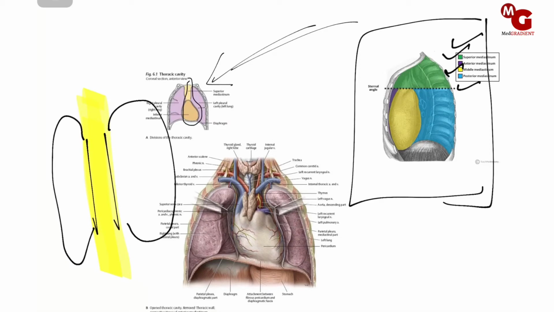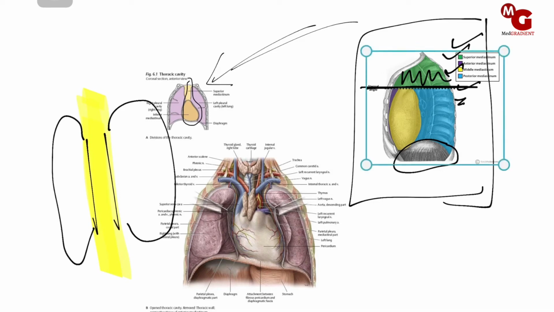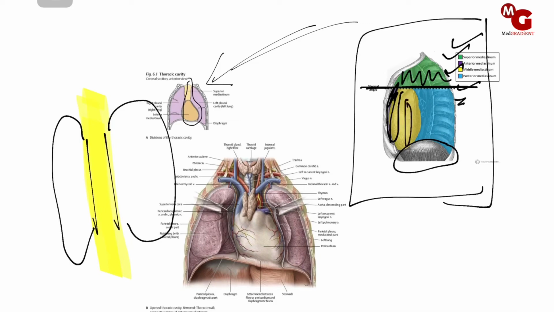This is a cross section which has ribs over here. This is the diaphragm. Now this is the superior mediastinum. This is the level of the sternal angle. Above the sternal angle you've got the superior mediastinum, right? Over here, a small part, you can see it over here, is the anterior mediastinum. Now this is the middle mediastinum, and this part is the posterior mediastinum, right?